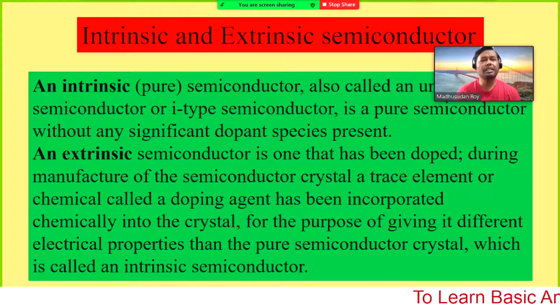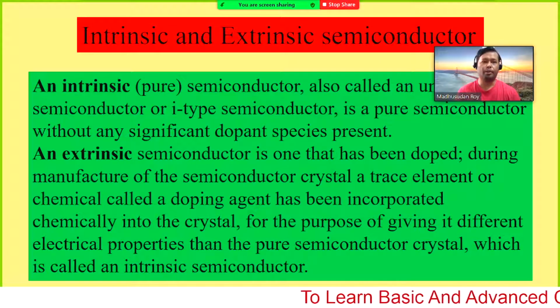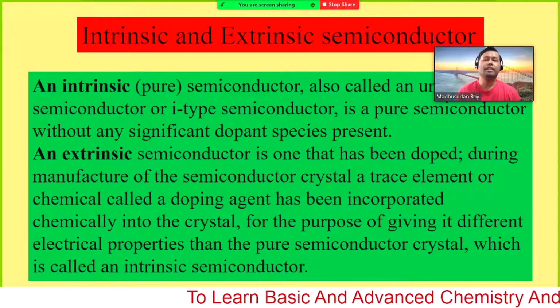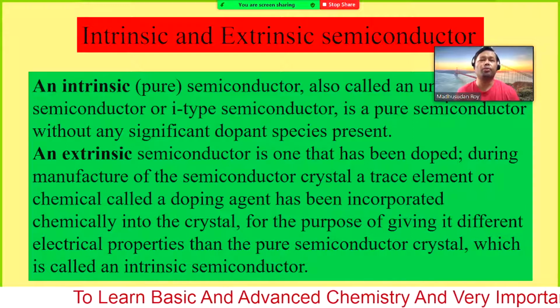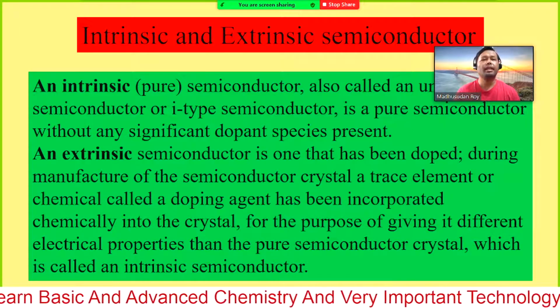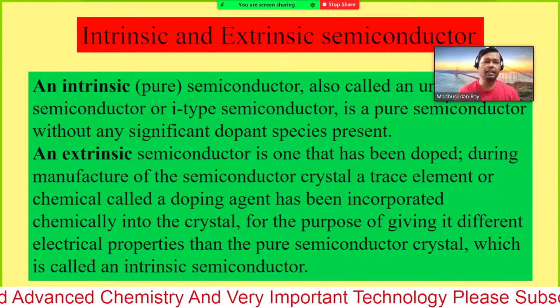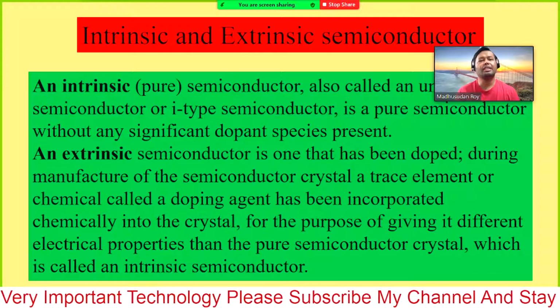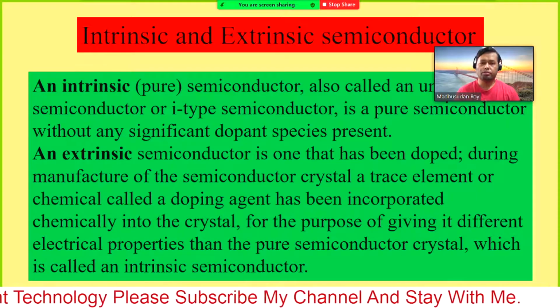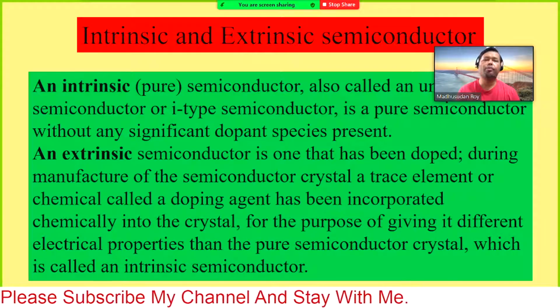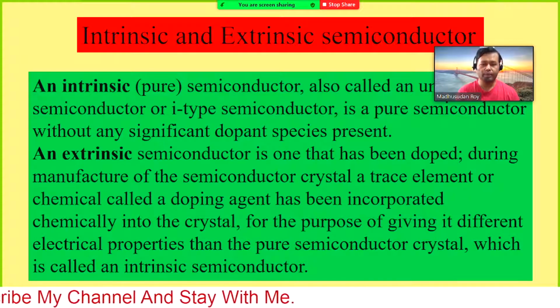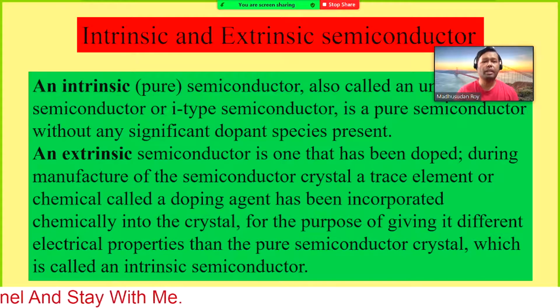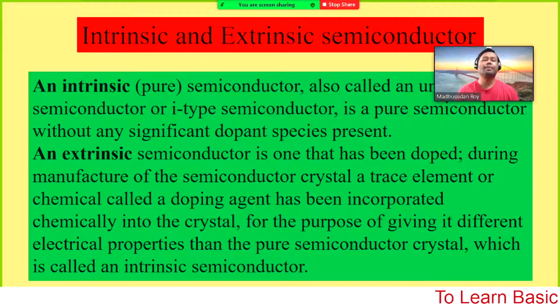So the intrinsic semiconductor is the pure semiconductor. That means there is nothing doped inside, no external material inside the semiconductor; in that case we consider it an intrinsic semiconductor. What can be the examples? Pure silicon, pure germanium, or pure boron, or some metals, or sometimes some oxides can be considered pure semiconductors. But what about the extrinsic semiconductor?